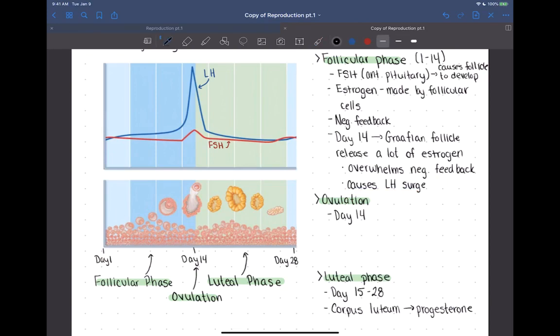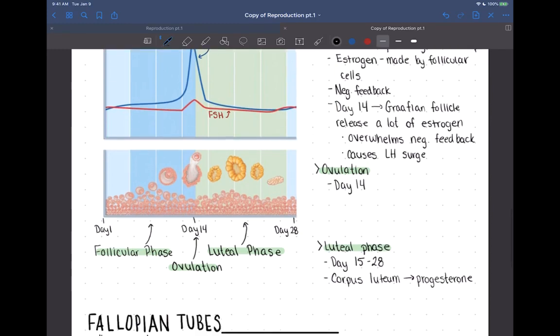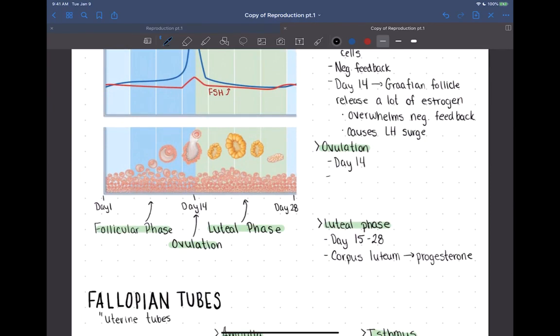Okay, so that's day 14, and that's what we see here. We have this spike, this LH surge, and that's because this really large Graafian follicle is releasing so much estrogen that it overwhelms the negative feedback, and you get a surge in luteinizing hormone. What that causes is it stimulates ovulation. So let's just make a note: the increase in estrogen causes an LH spike, and that leads to ovulation.